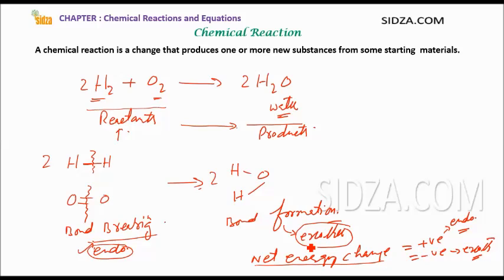So we can conclude here that a chemical reaction is a change in which a new substance is formed from the starting compounds. And during a chemical reaction, bond breaking takes place in the reactants and bond formation takes place in the product side. Bond breaking is an endothermic step and bond formation is an exothermic step, right? Hope you got the concept.